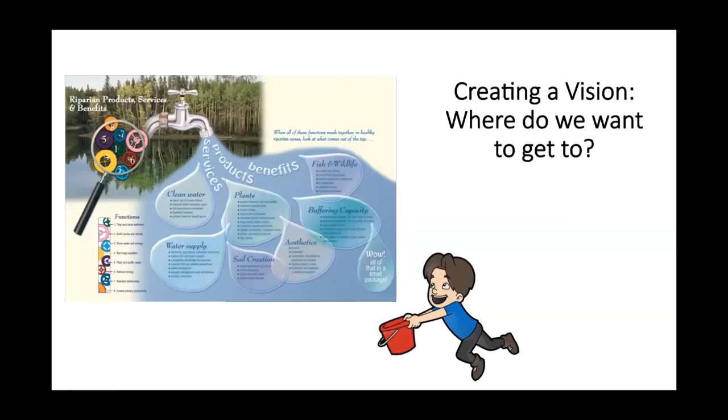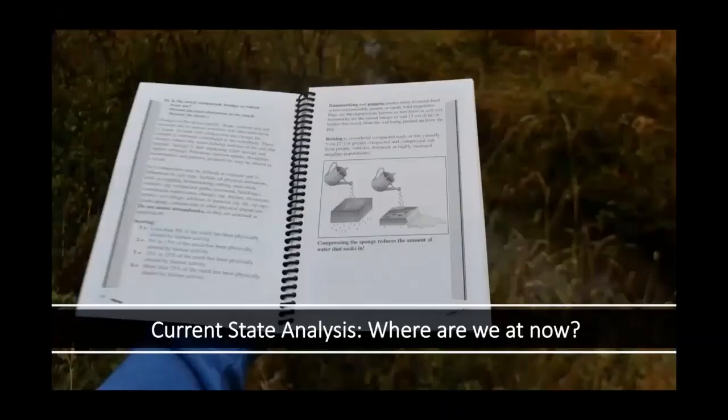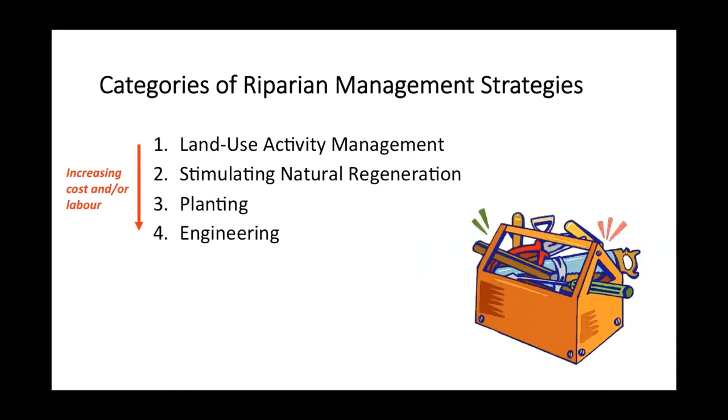We worked on initially defining our riparian areas, and we moved quickly into creating a vision for them. So thinking about all the different goods and services. Where do you want to get to with your riparian areas? We worked on step 3, the current state analysis, went out to our riparian areas hopefully and had a chance to look at their health to answer where we are at now in relation to where we want to get to. And now we're really into the thick of riparian management strategies, starting with last class with Noreen.